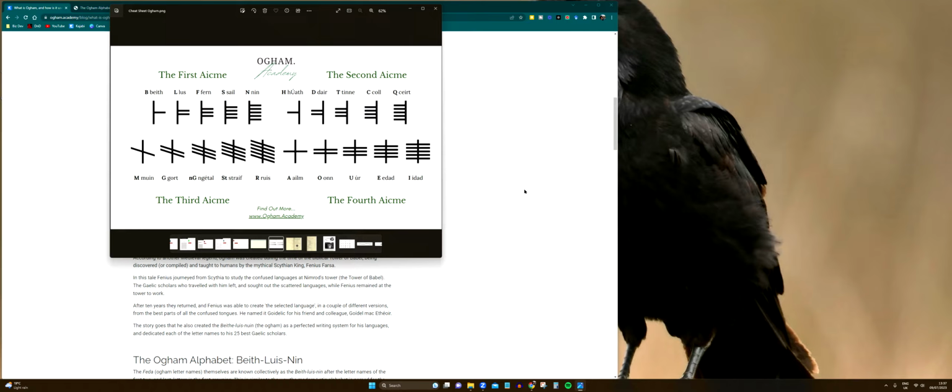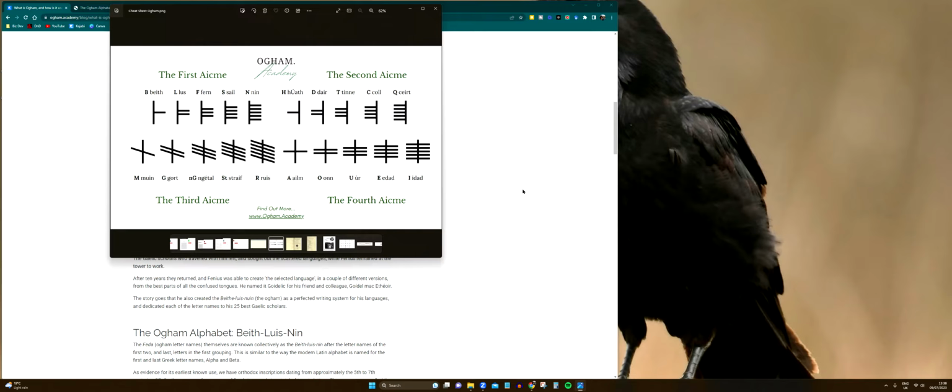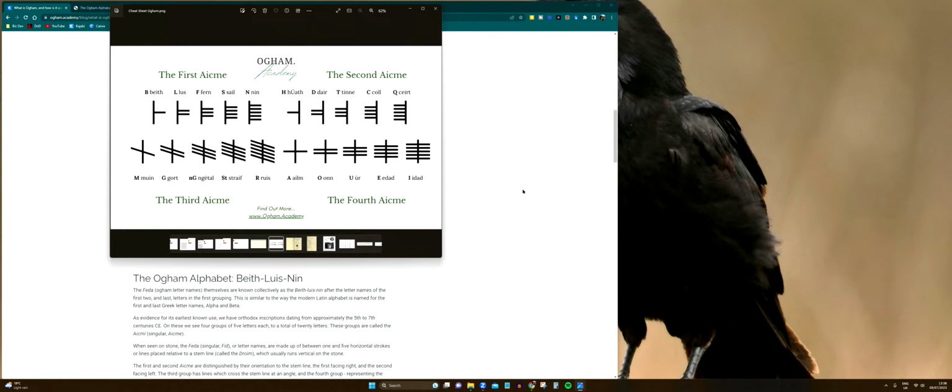to work. After 10 years they returned, and Phineas was able to create the selected language in a couple of different versions from the best parts of all the confused tongues. He named it Gaelic for his friend and colleague, Gael mac Ethator. The story goes that he also created the Beth Lewis Nin, the Ogham, as a perfected writing system for his languages, and dedicated each of the letter names to his 25 best Gaelic scholars.